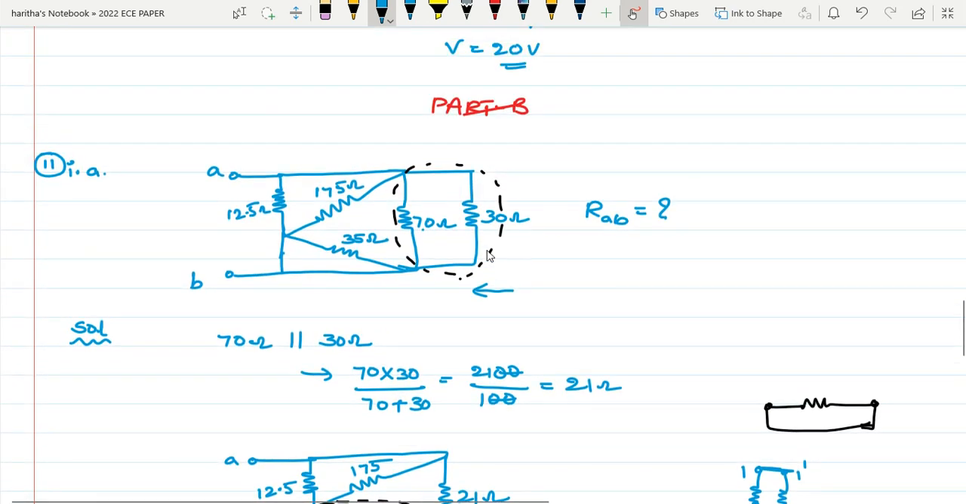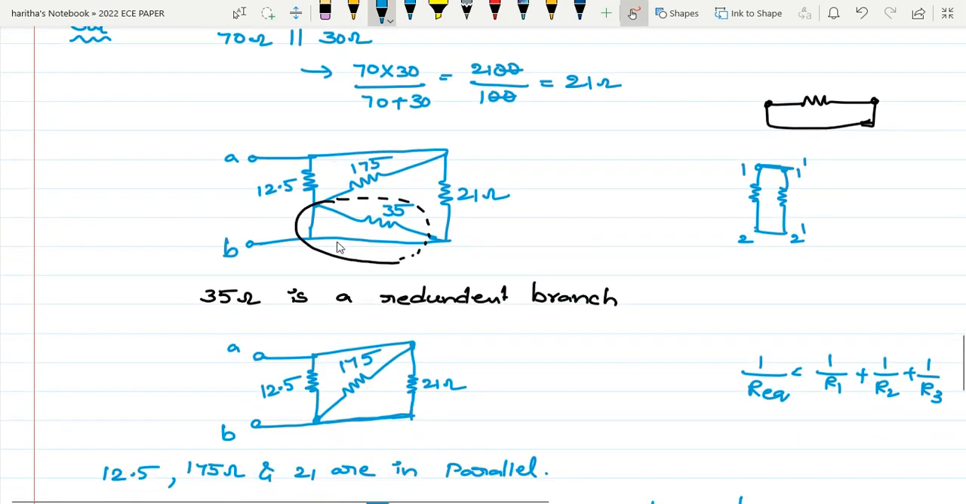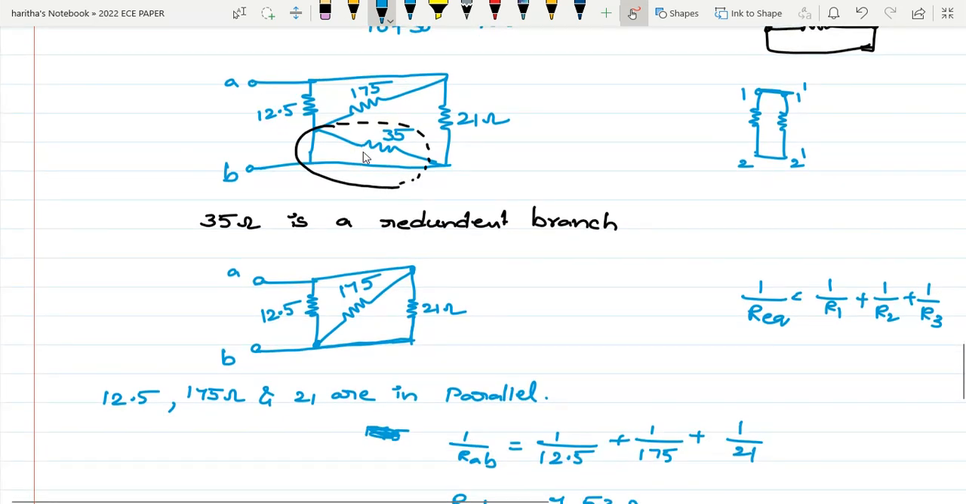This problem is very easy, but you should not go in a wrong way. Here, if you don't treat the 35 ohms as a redundant branch, then it will become complicated. So check it. There is a short circuit across this. That means there is a wire connected across the 35 ohm, so this branch is a redundant branch. You can remove that 35 ohm.